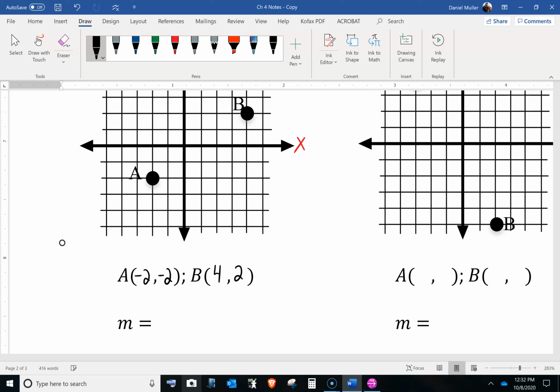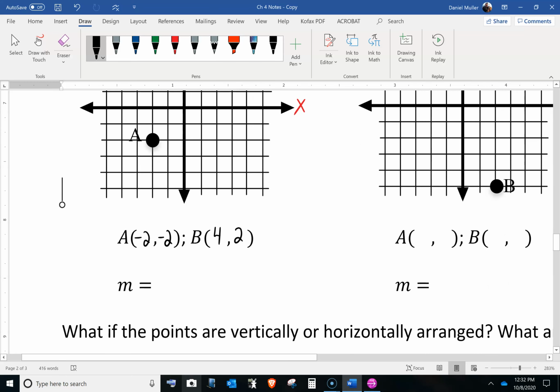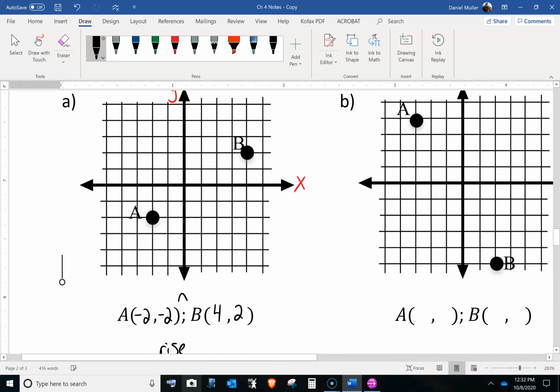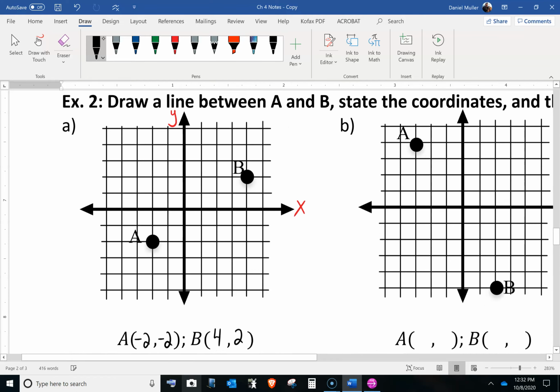So again, right and up are positive, down and left are negative. So I had to go down and left, so that's why they're both negative, and then I had to go right and up, that's why they're both positive. Now, to find the slope, we're going to do our rise, and we're going to do our run. So you can take a look at this.